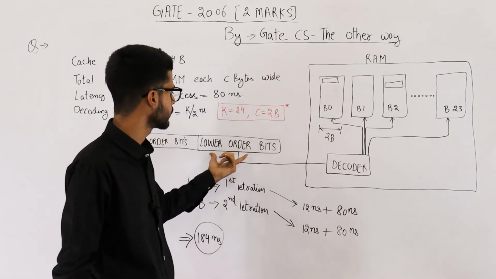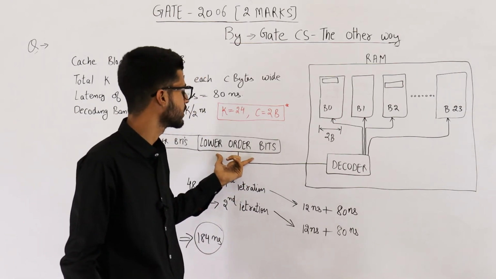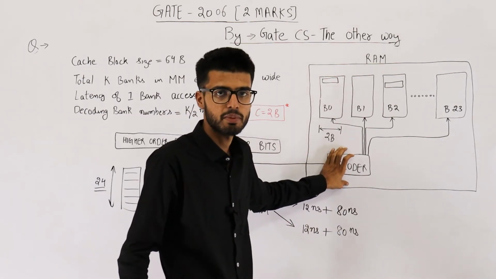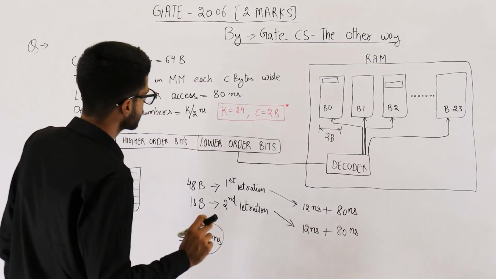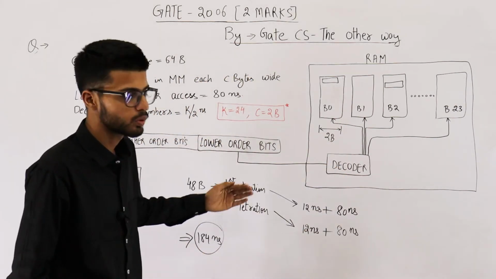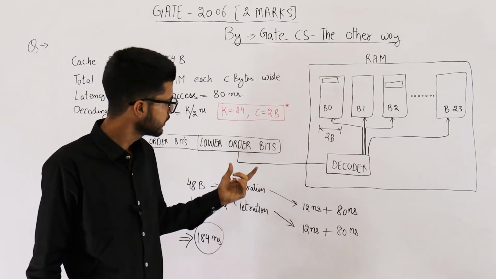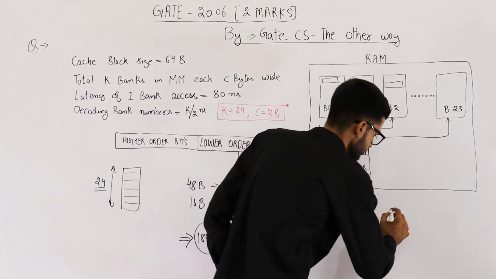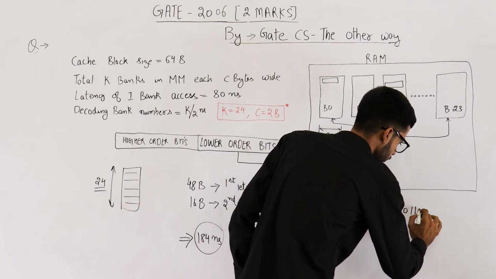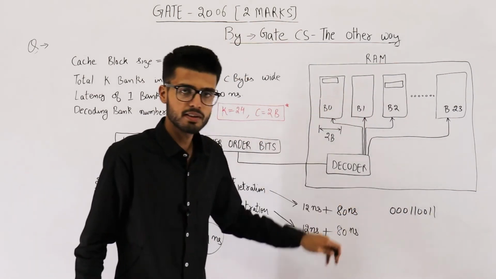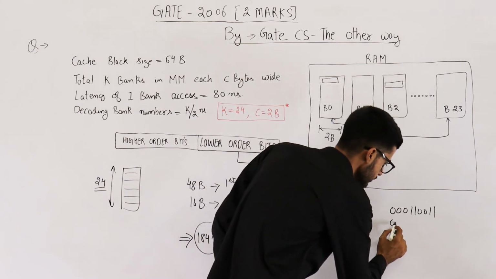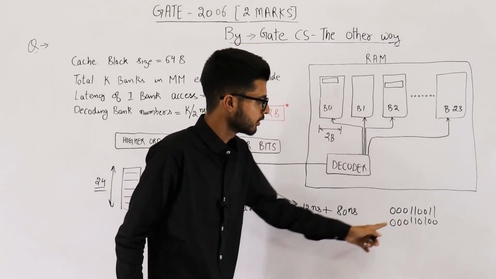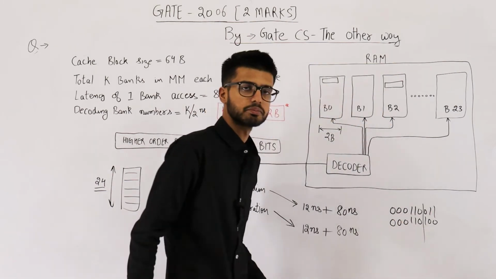Okay. How can I say that lower order interleaving is used, or that these lower order bits define the bank number? That is so because between two consecutive addresses, only the last bits would change. Okay, the last n bits would change. For example, 0, 0, 0, 1, 1, 0, 0, 1, 1. If you want the next address, that will be 0, 0, 0, 1, 1, 0, 1, 0, 0. So only the last 3 bits have changed.